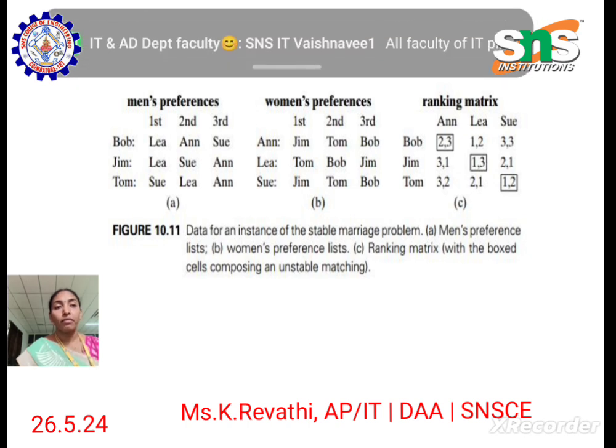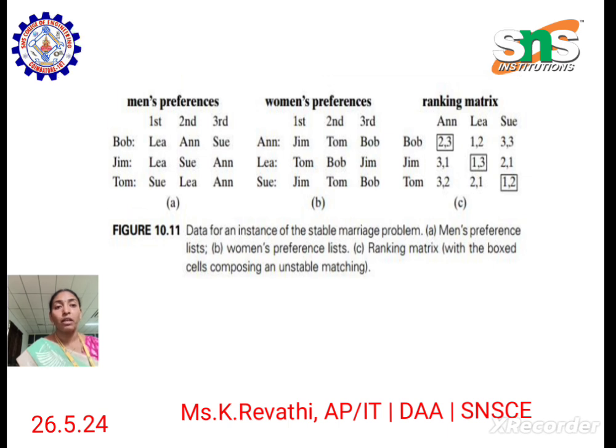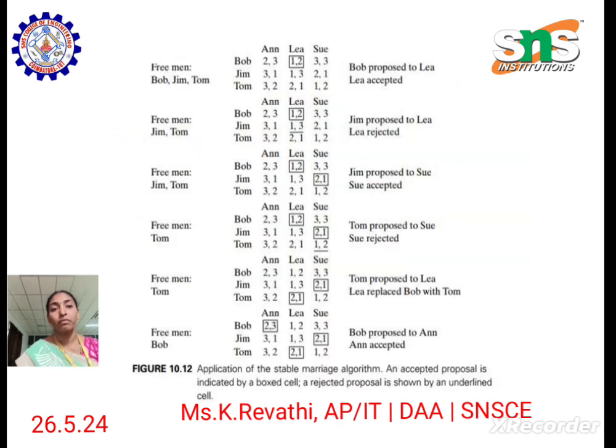Then Leah gives first preference to Tom. Then Tom gives first preference to Sue. Then Sue gives second preference to Tom. Likewise, we have to construct the ranking matrix for the given men's and women's preference tables.